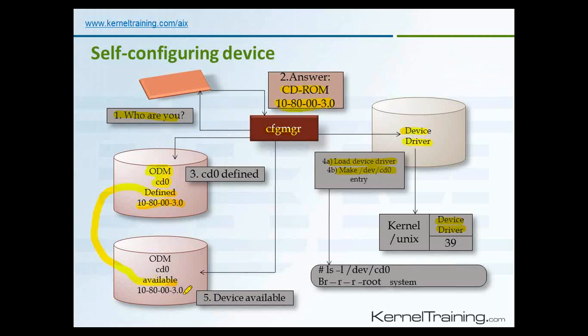Once the entry is available, it will search for the device driver. Once the driver is found, the driver is loaded. Once the driver is loaded, one entry will be created in the /dev directory. Once the entry is created, finally it will be put into the available state, and now you can start using it. So this is how my device gets configured whenever we run the cfgmgr command.